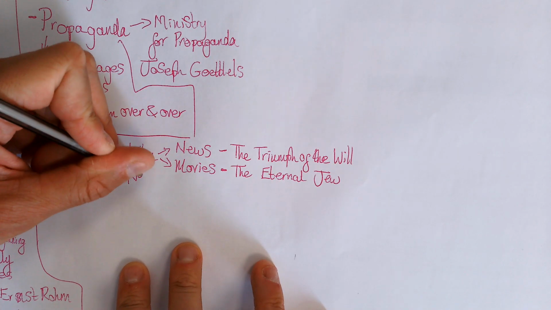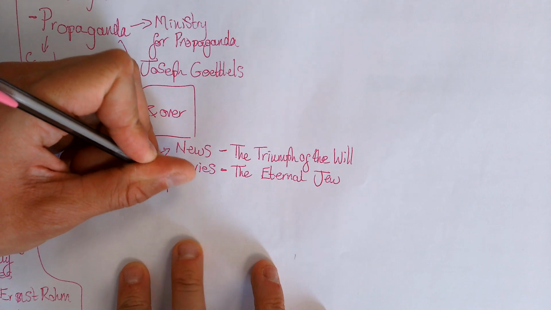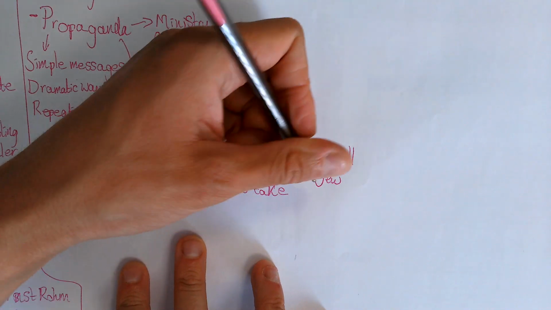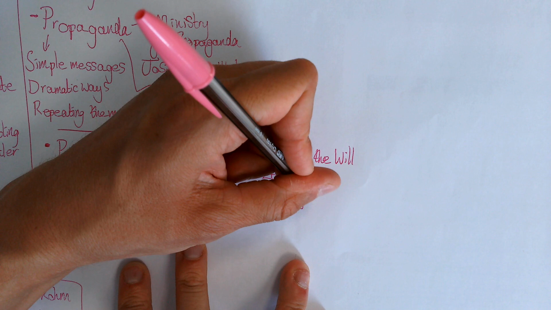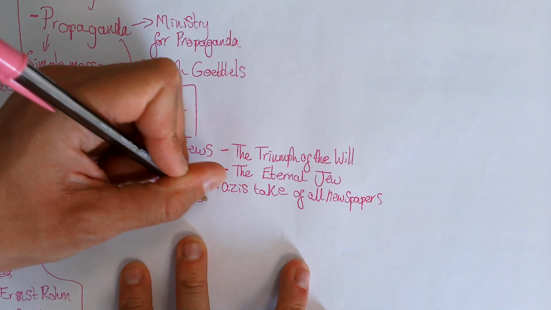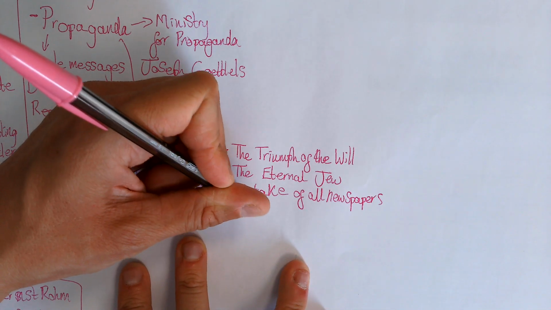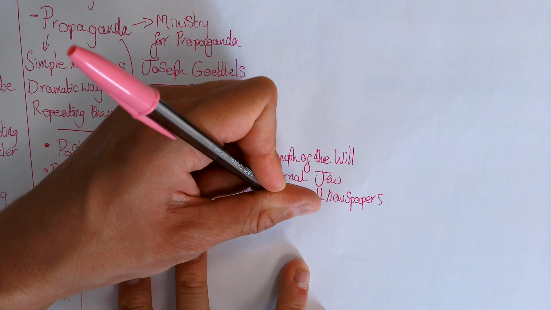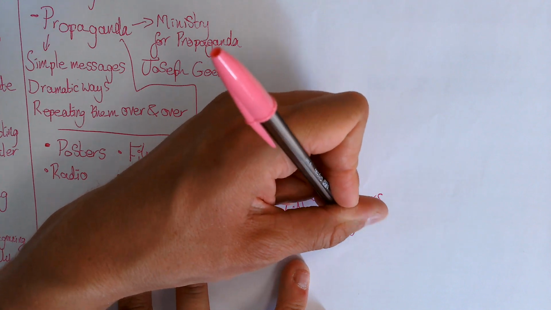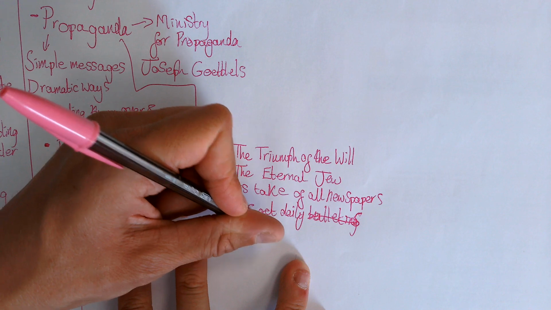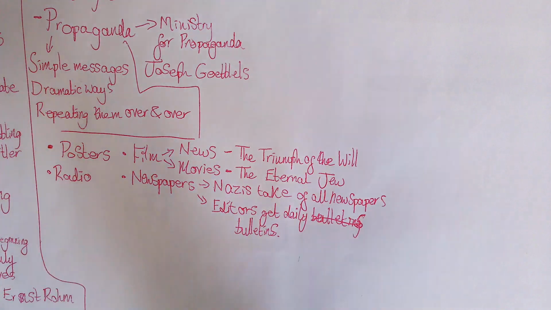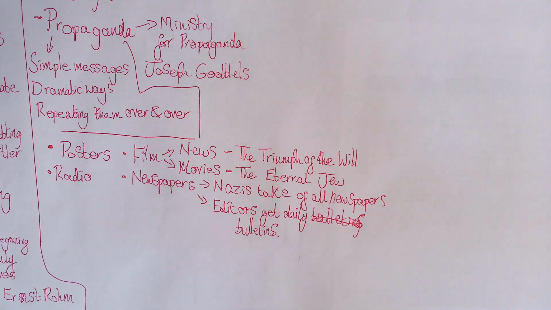We see this in newspapers. So the Nazis take control of all newspapers in Germany, really, all official ones anyway. And the editors of the newspapers got daily bulletins directly from Joseph Goebbels' Ministry of Propaganda, telling them what they could and couldn't write that day. So they're controlling everything.